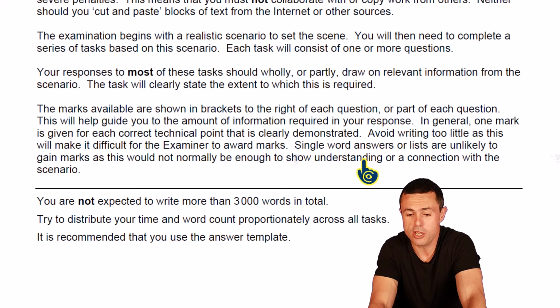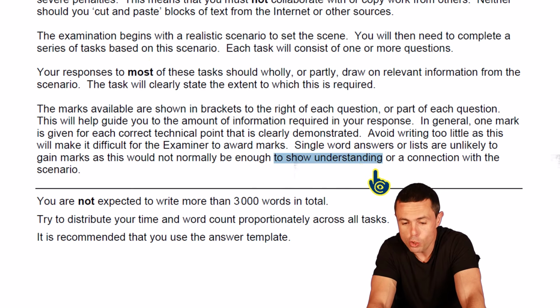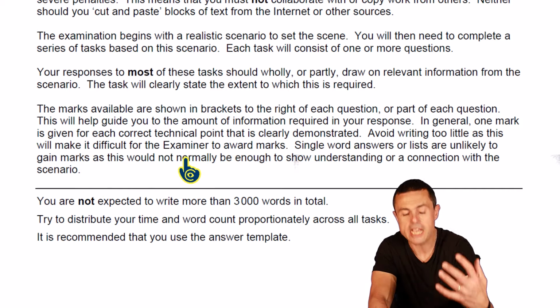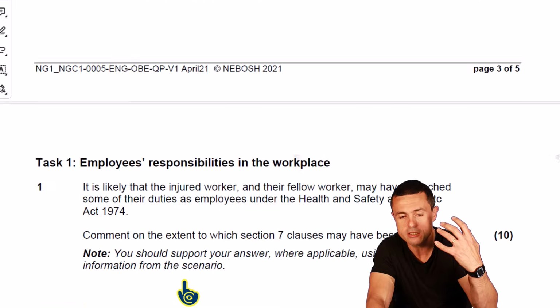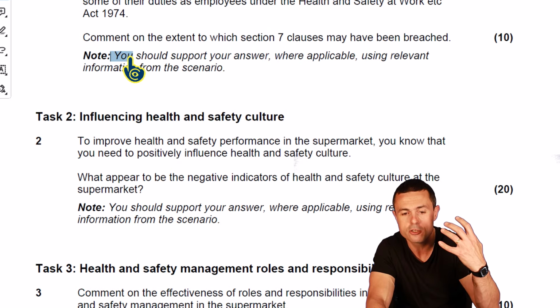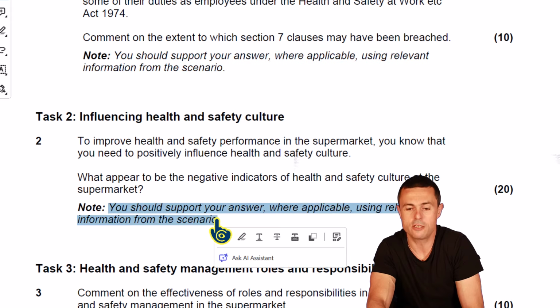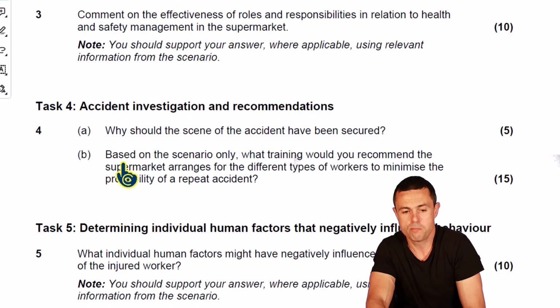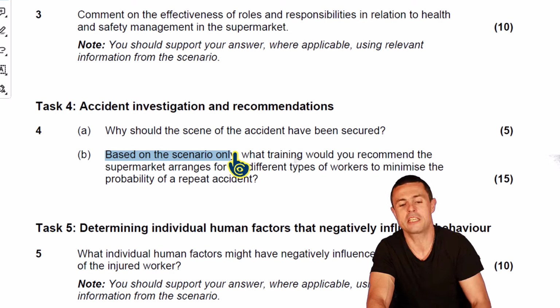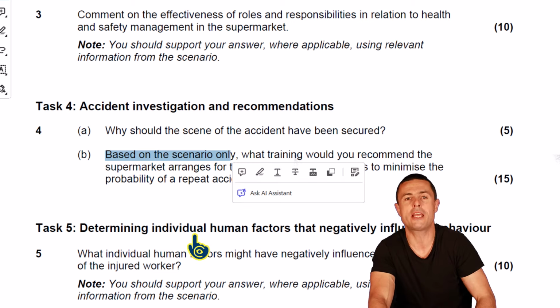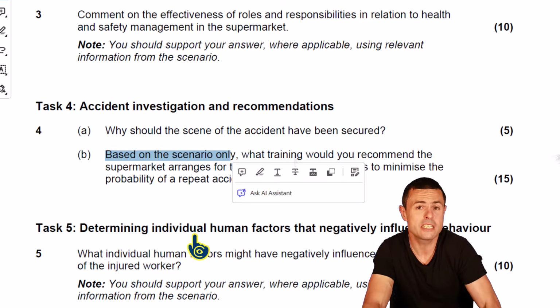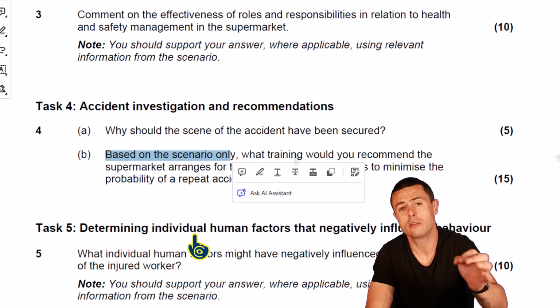Because why? Well, let's take a look at the exam paper. The exam paper says you've got to show understanding or a connection to the scenario. So connect it. This is why a lot of the questions say support your answer using relevant information from the scenario. Support your answer, relevant information from the scenario. Based on the scenario only. It's like they want you to write out that connection with the scenario. So just get into the habit of doing that every single time.